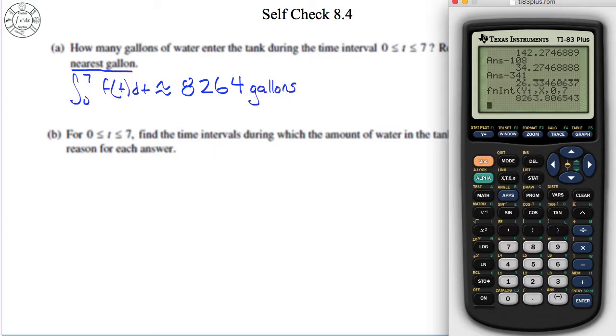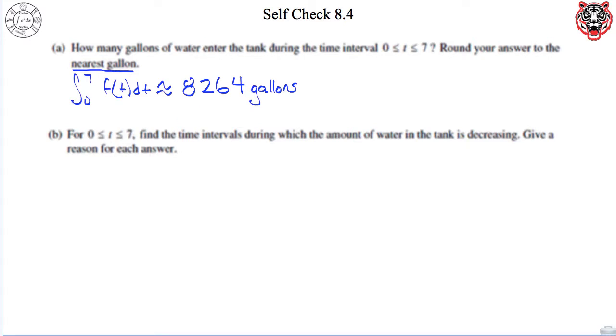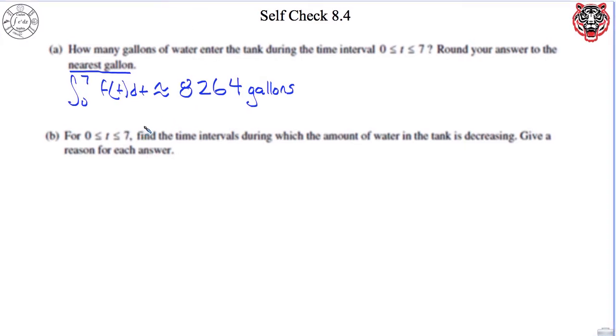All right, part B. How many points is that? This one is 2 points. You have to have the integral in the answer. So if you have the integral and then you have the answer, 1 point each.